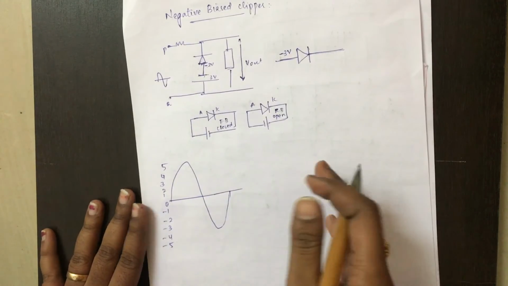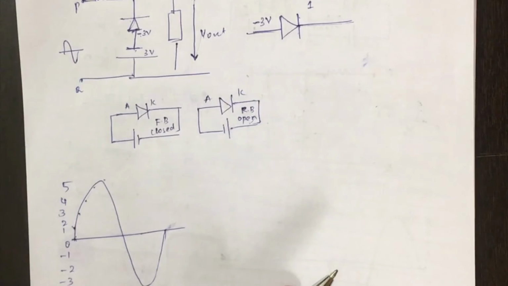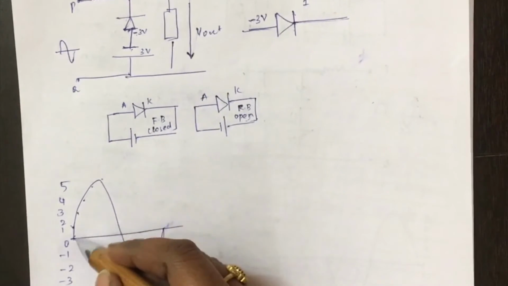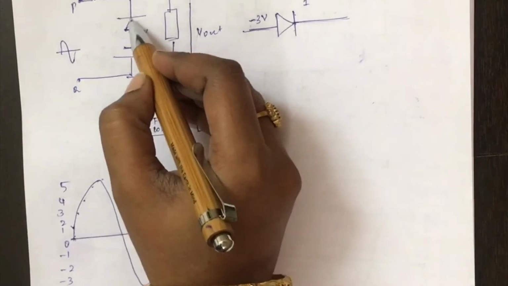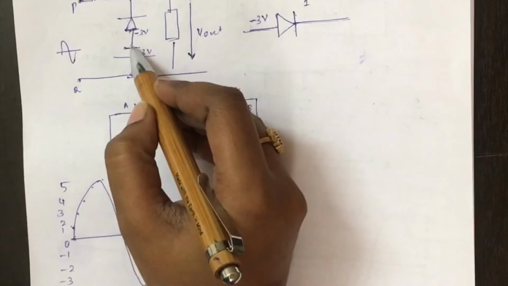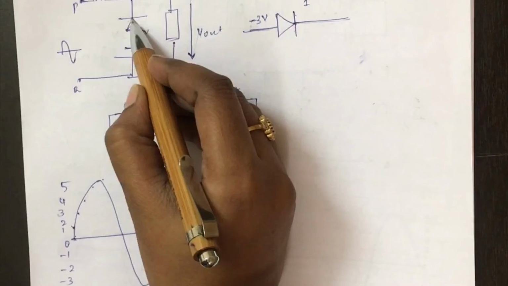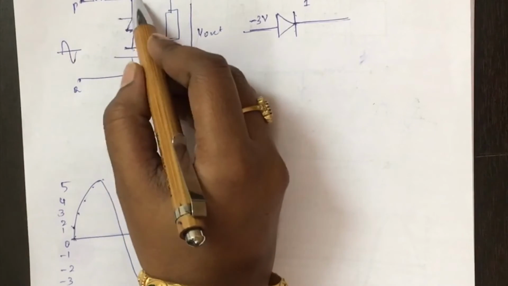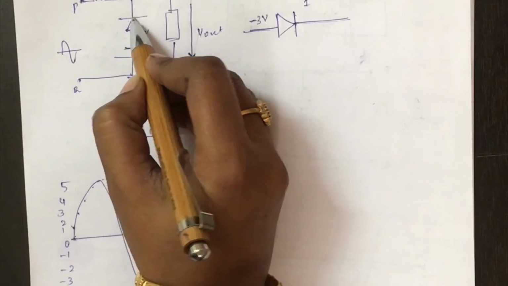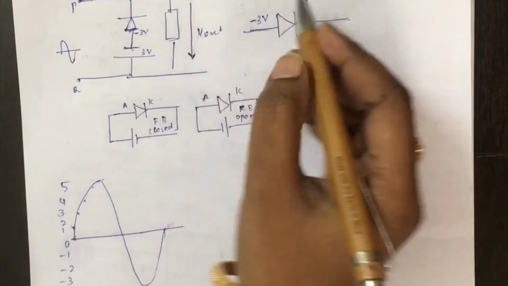So we will see how we will get an output. This is the input signal. Peak voltage is 5 volt. The cathode voltage will alone keep on varying, and the anode voltage is minus 3 volt, which is constant. So let's see for all the input values of cathode how the output will vary.